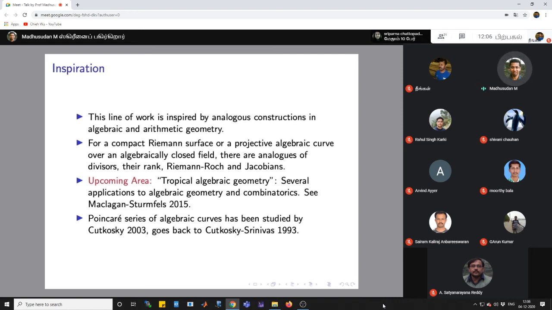And Poincare series for algebraic curves have been studied by Kutkowski. This is 2003, and this goes back to work of Kutkowski and Srinivas from 93, where all this also somehow came about, at least special cases of this. So this is some background from algebraic geometry to what I was saying.